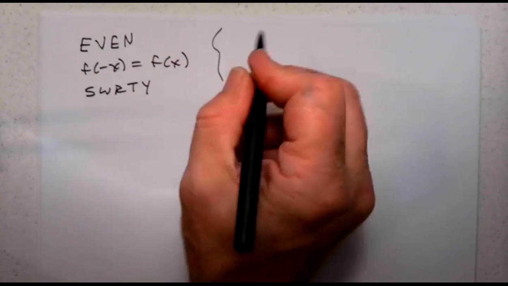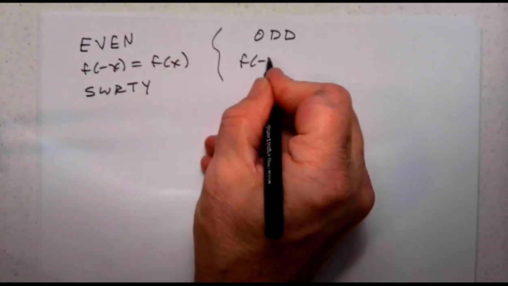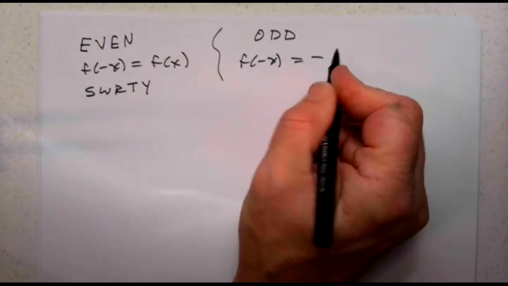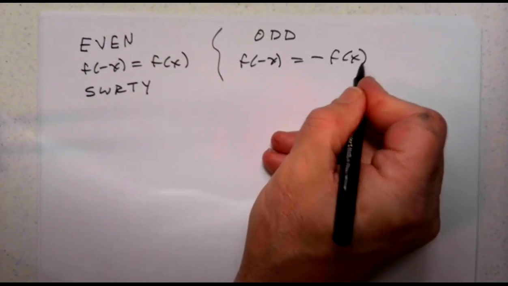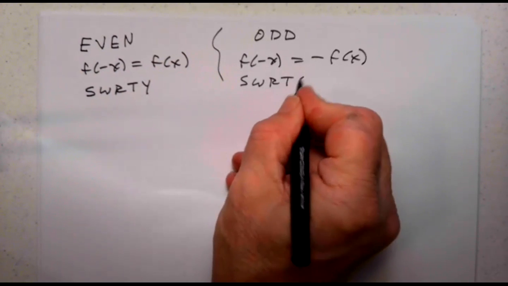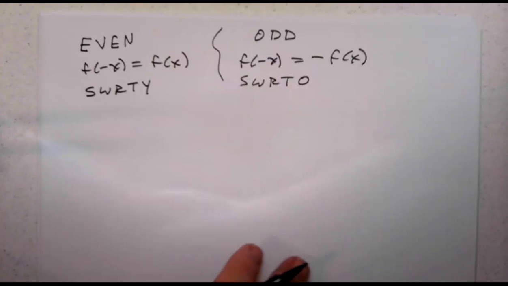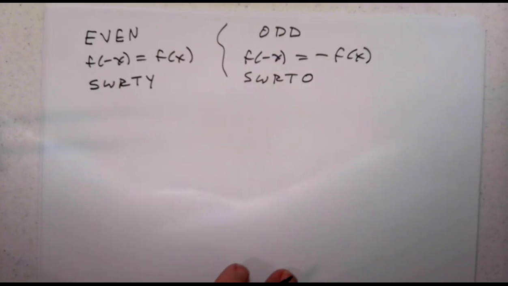A function is odd if f of negative x is the opposite of f of x. The graph of an odd function is symmetric with respect to the origin. So that's nice to keep in mind. Let's go ahead and do our analysis on this problem.